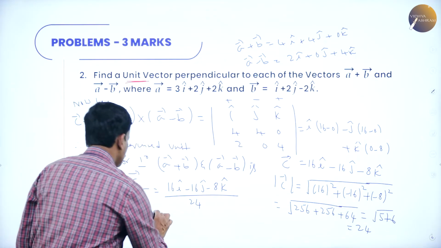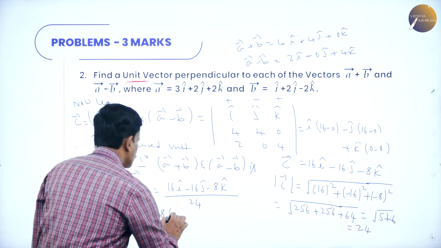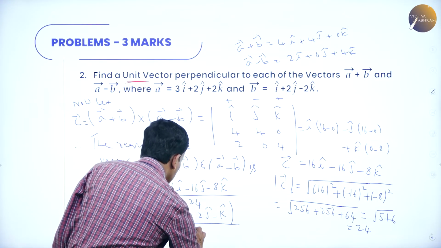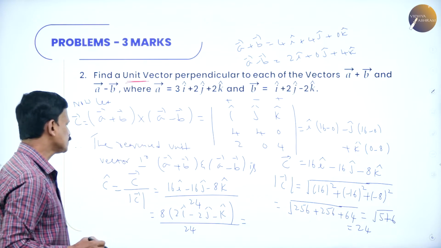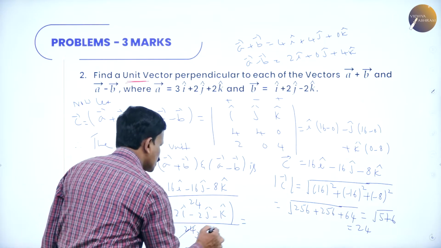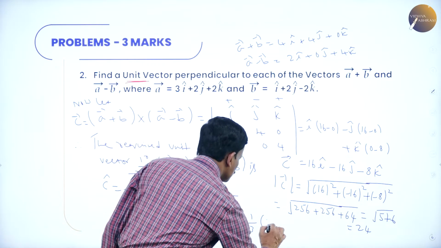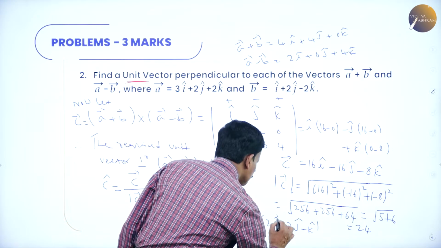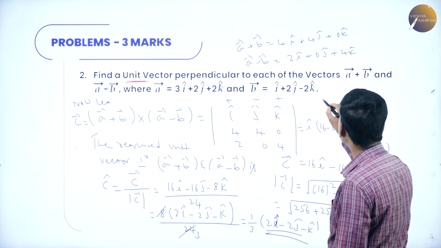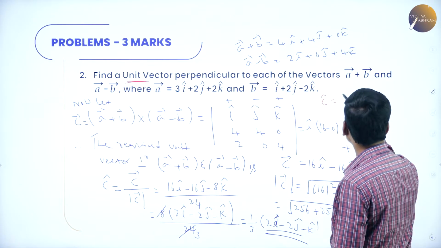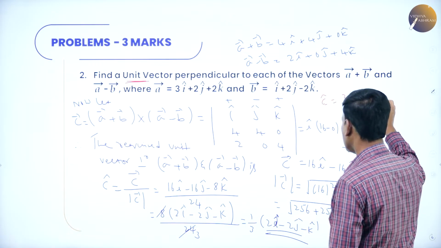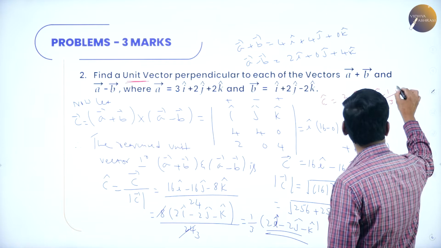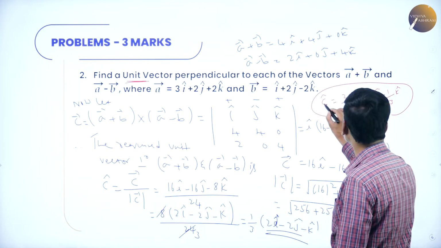So if you want, you can remove the common factor. You can divide by 8. So 8 times 2i minus 2j minus k divided by 24. This can also be written as, 8 3s are 24, so this cancels, 1 over 3 times 2i minus 2j minus k. The required answer is C cap, which you can write as 2 by 3 i minus 2 by 3 j minus 1 by 3 k cap. This is the required unit vector C.